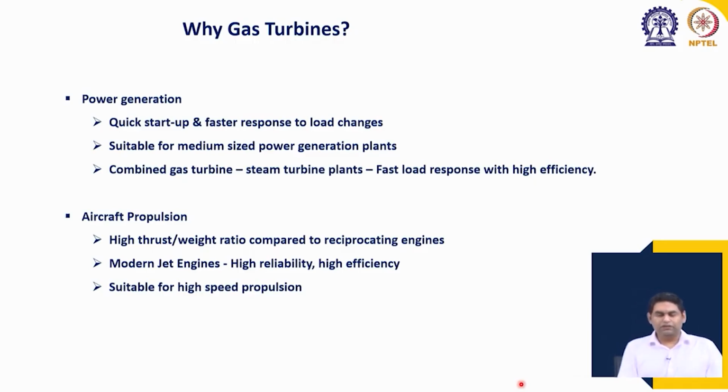Now the question is why gas turbines should be used. We can compare in two cases, one is for power generation. For power generation we have to compare with other forms of power generation. The most widely used form of power generation at this point is the use of steam turbines in a thermal power plant. Of course, there are also nuclear power plants which are widely used. Nowadays there is a lot of emphasis on solar plants and wind plants, but mainly the bulk of the power is still generated by thermal power plants.